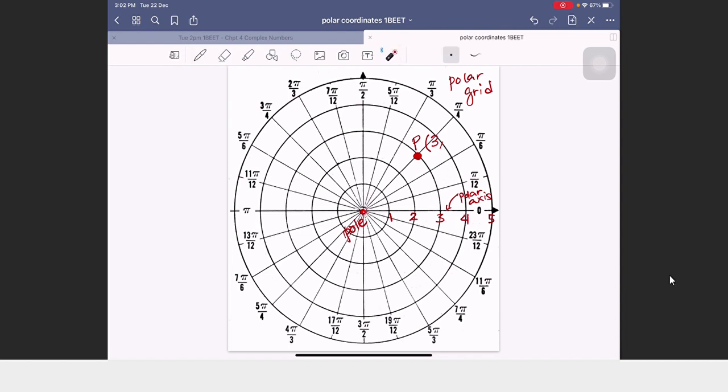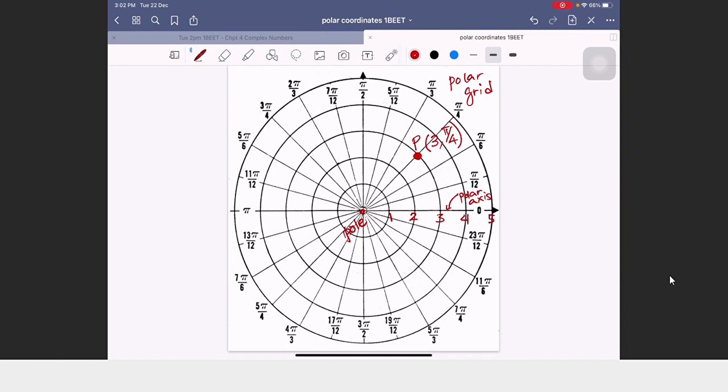In terms of angle, here I am on the ray. This is what we call a ray, the ray between the polar axis, this is the polar axis, and this is the ray. So this is the angle, pi over 4. So my coordinate is actually (3, pi over 4). So that point P is (3, pi over 4).